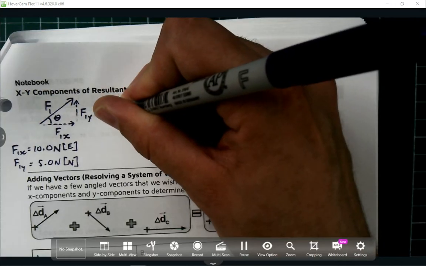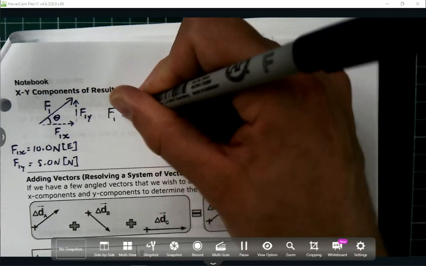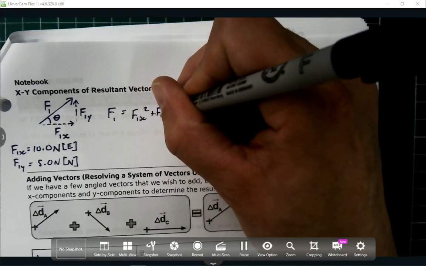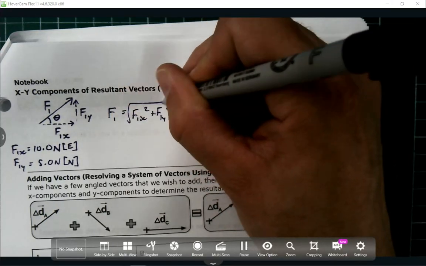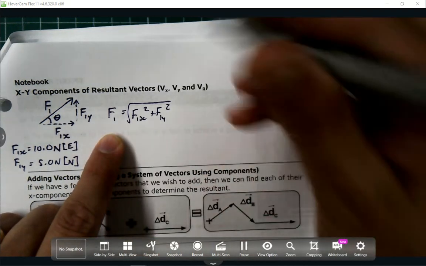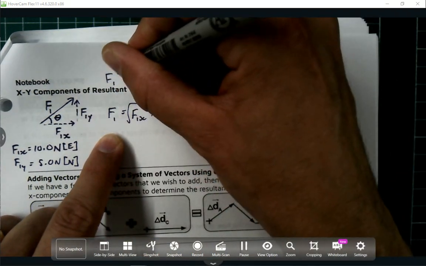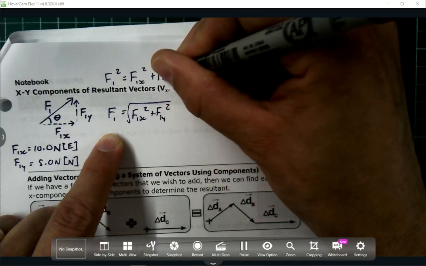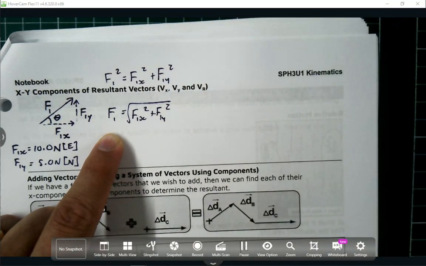The resultant force, F1, is equal to the square root of F1x squared plus F1y squared, because really, this is just Pythagorean theorem. If you're not quite sure how I jumped to that, what we're saying is F1 squared is equal to F1x squared plus F1y squared, and then just square rooting both sides.